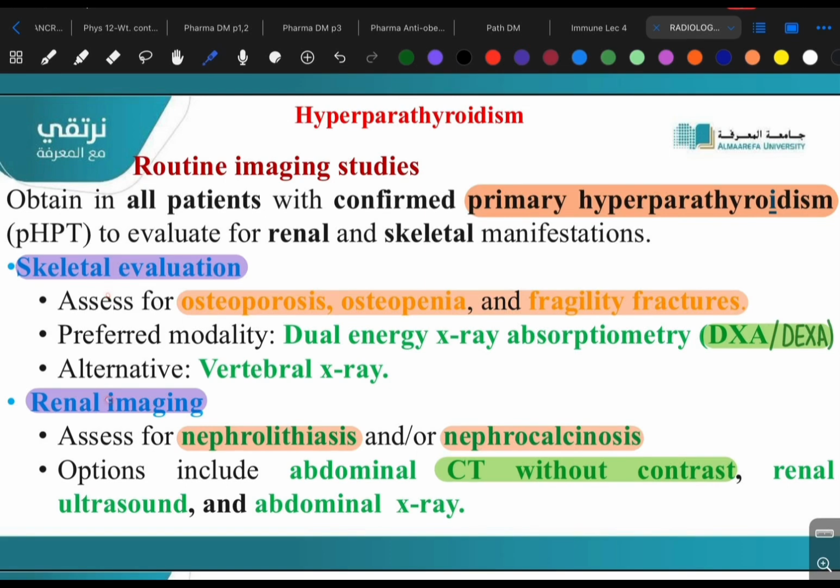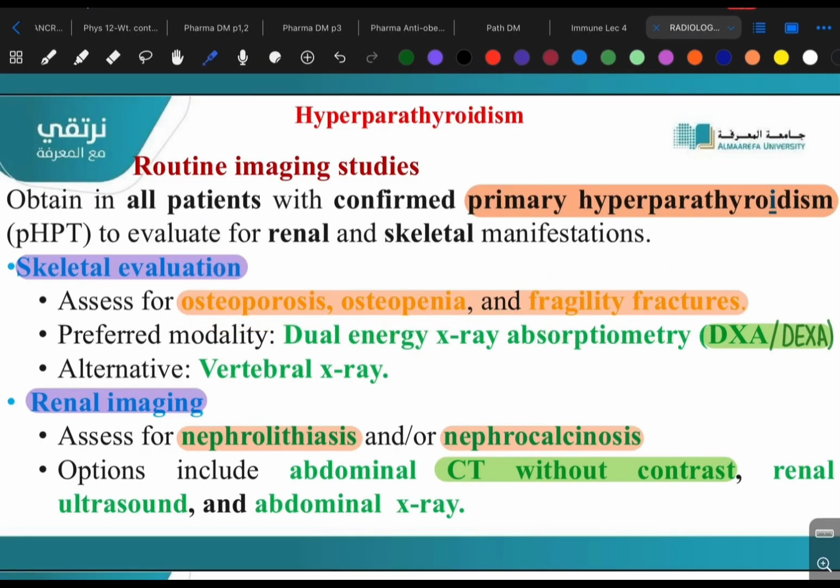A skeletal evaluation with renal imaging. What do we assess for skeletal evaluation? Osteoporosis, osteopenia, and fragility fractures. What's the preferred imaging modality here? DEXA scan. Remember DEXA scan? We can write it either DXA or DEXA scan. So for skeletal evaluation of osteoporosis, osteopenia, and fragility fractures, we use DEXA scan.